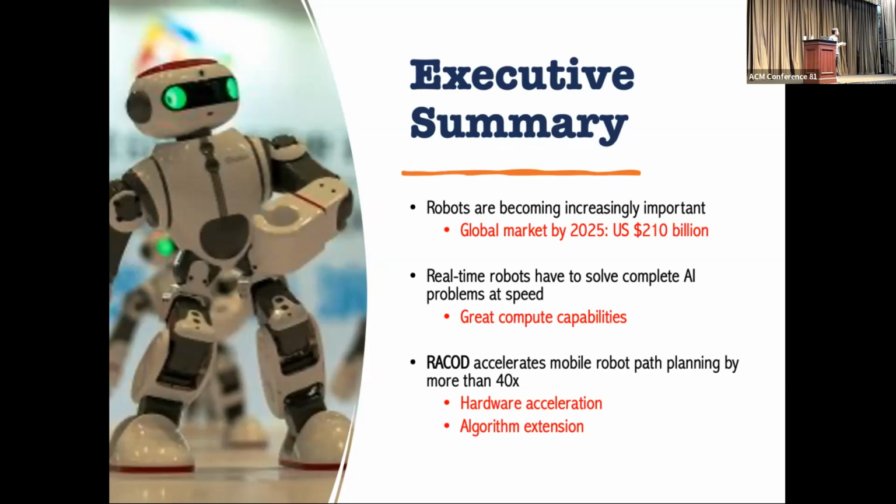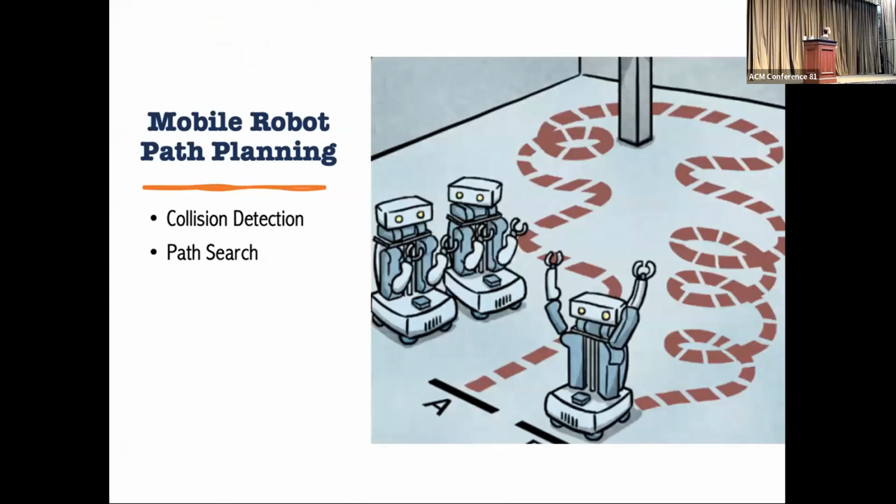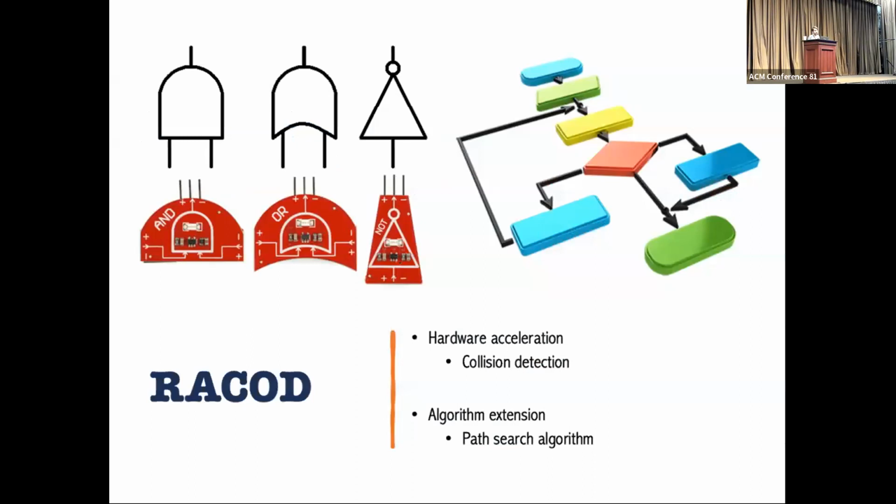RACOD targets robot path planning, a computationally intensive kernel in nearly all autonomous robots, and achieves more than 40x performance improvement using hardware acceleration and algorithm extension. Mobile robot path planning execution time is dominated by two major components: collision detection, which is done to ensure that the robot would not collide with any of the obstacles in the environment, and path search, which is done for finding an optimal or efficient path from a start point to a goal point. RACOD targets collision detection, improves it using a dedicated hardware accelerator, and improves the path search process by parallelizing it using an algorithm extension.